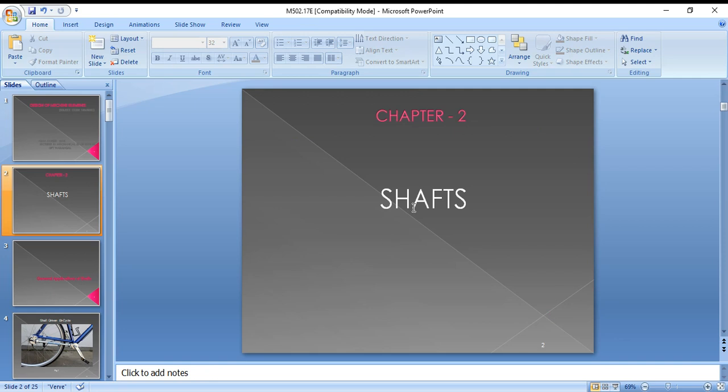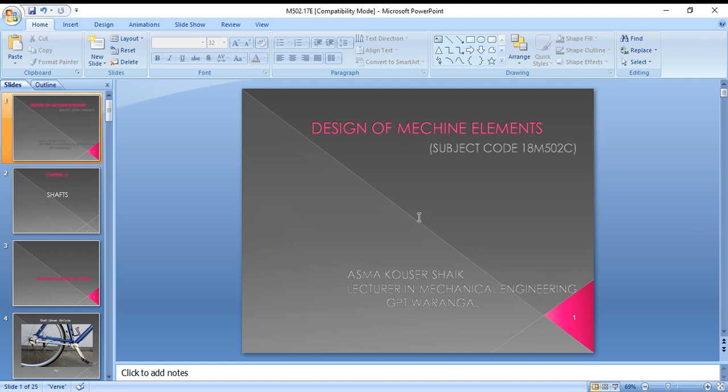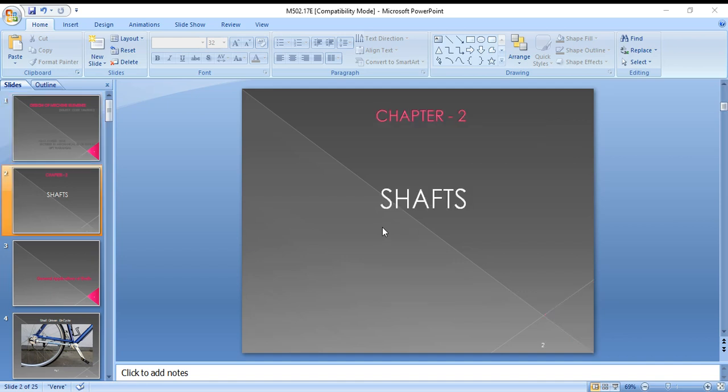So first we are going to learn about the shaft. This is chapter 2 in the design of machine elements. In this first part we are going to learn about the shaft.